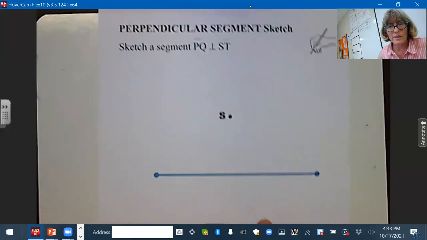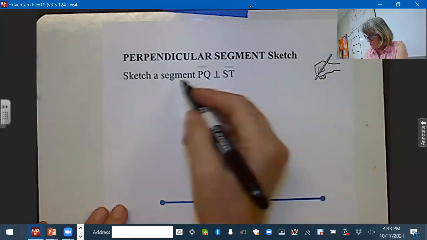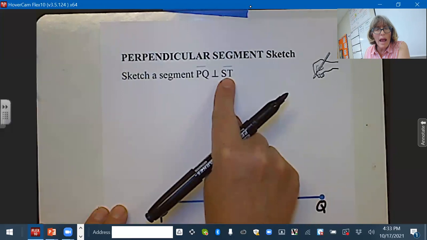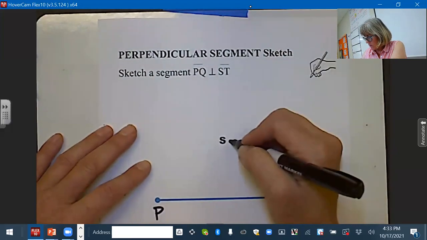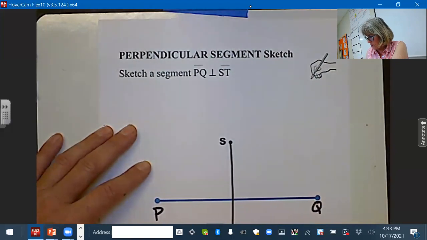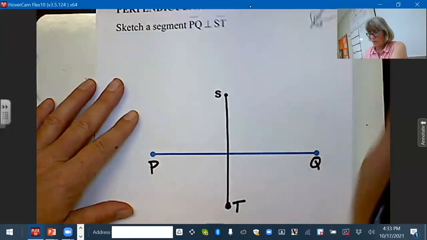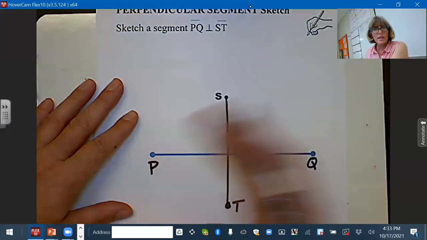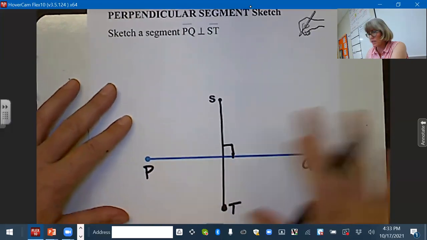Let's do something else. We are going to sketch first segment PQ perpendicular to ST. Sketch, that means just draw. Here's your S. So we're just going to go through like this. Call that T. And we just put our right angle box and ta-da, we have sketched two segments, PQ perpendicular to ST. That's a sketch.